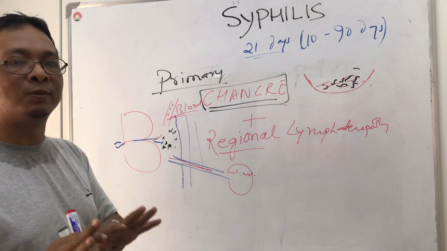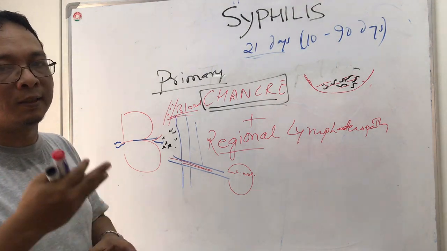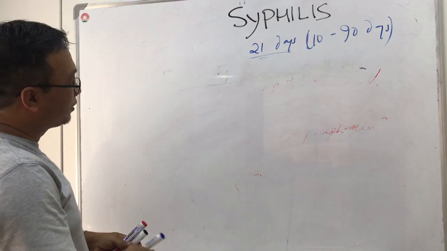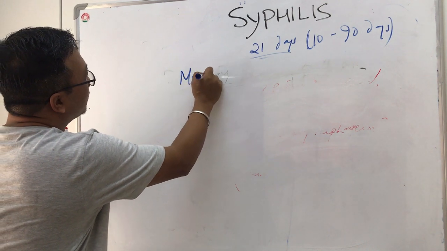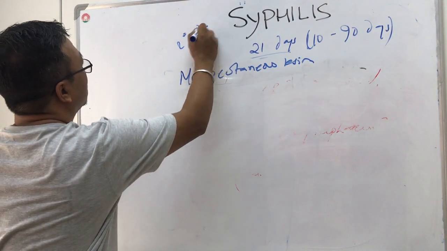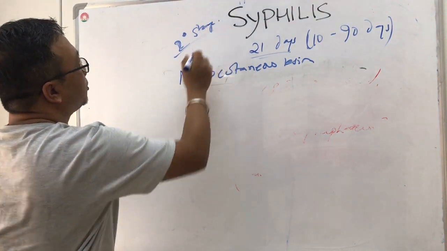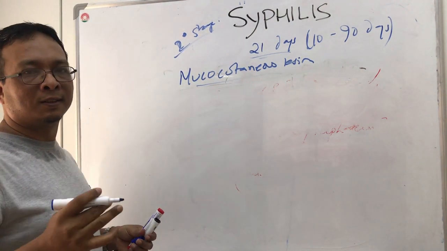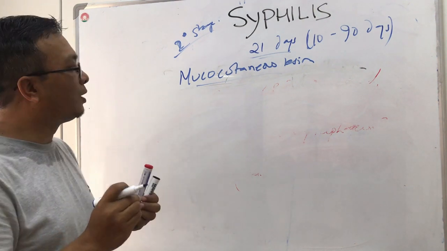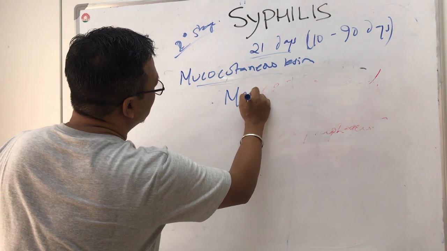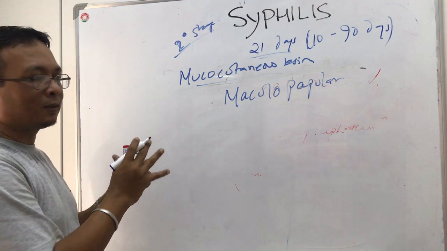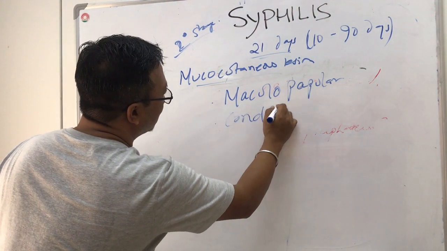The primary lesion usually lasts for 6 weeks, on average, and after 6 weeks we go to the secondary stage. In the secondary stage there are mucocutaneous lesions. There will be wart-like lesions all over the body. It means the disease is now generalized. There will be a maculopapular rash, and the wart-like lesions that develop are called condylomata lata.